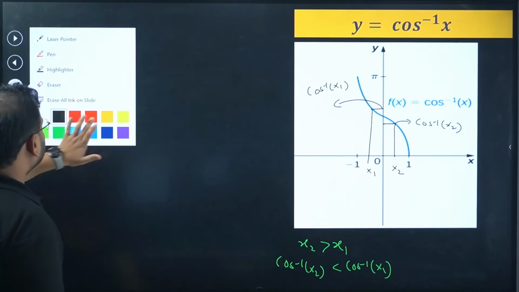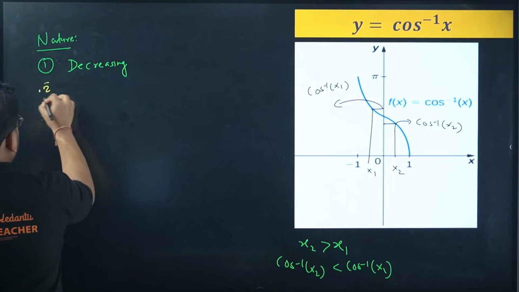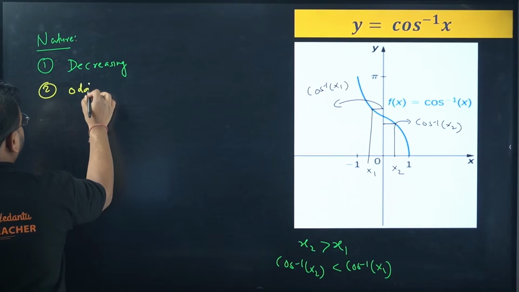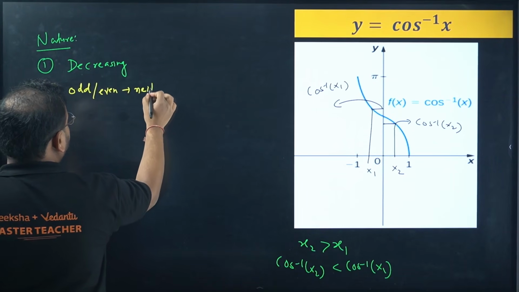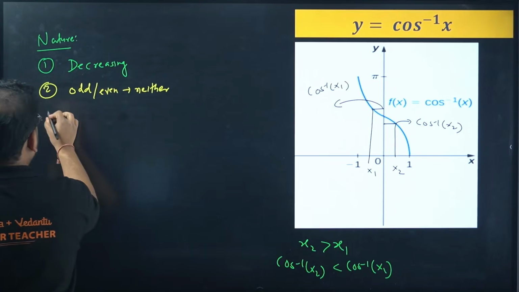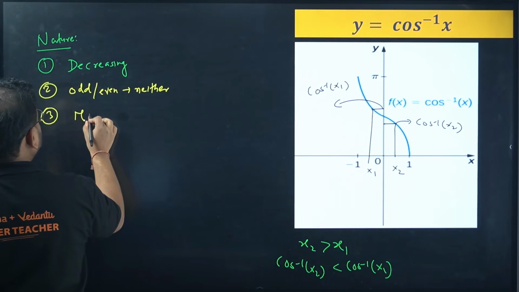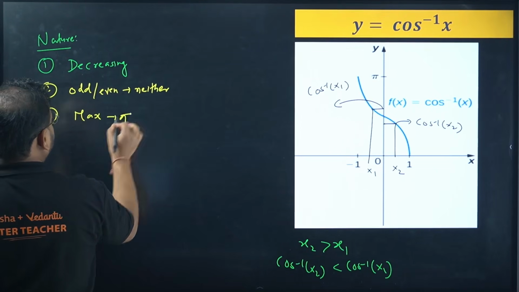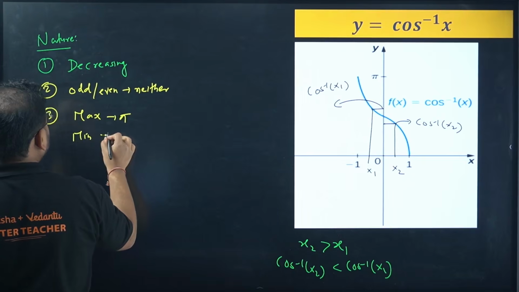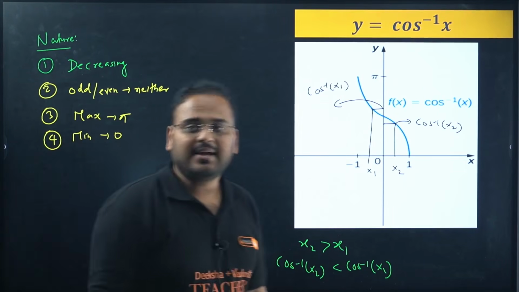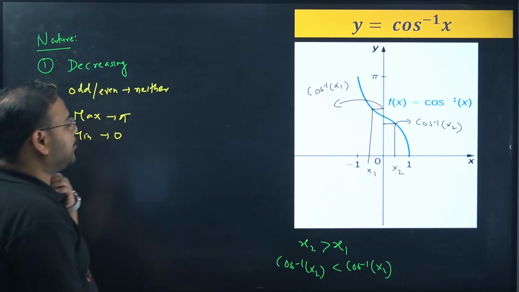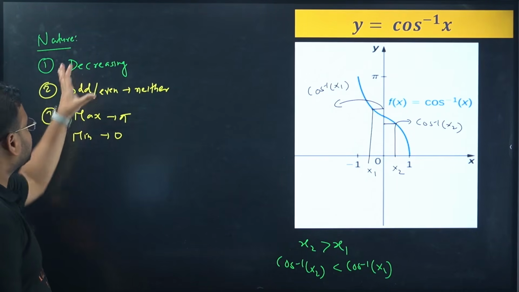Odd, even, neither? The answer is neither. Max is pi, min is 0. Okay, this is the nature of this function.